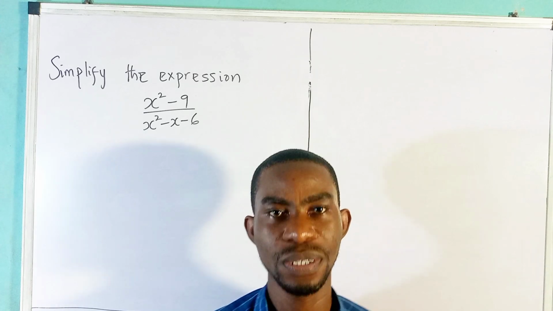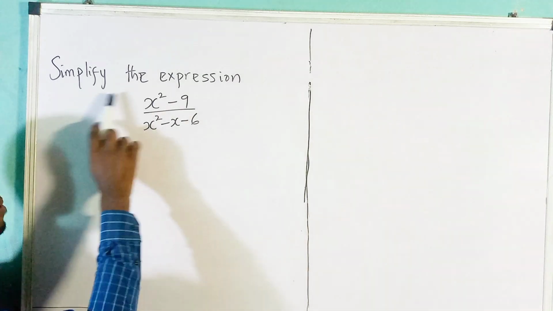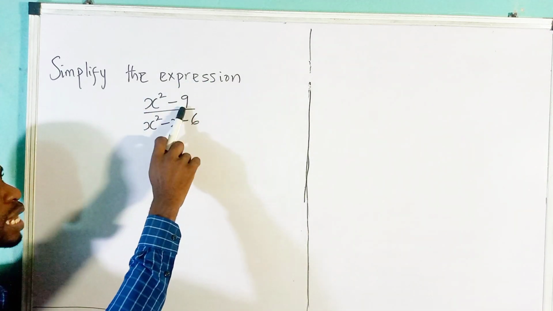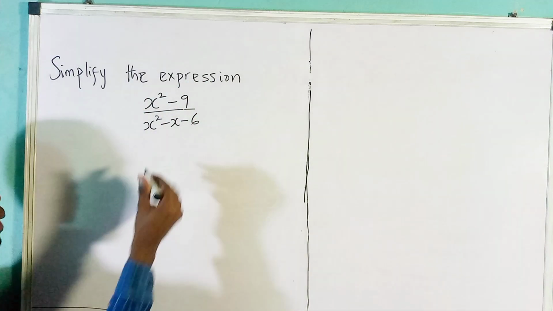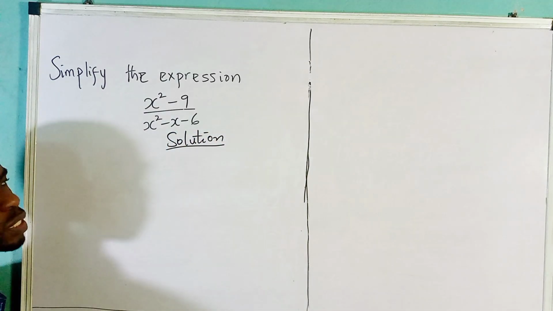Today, let's look at the question. Today's question says, simplify the expression x squared minus 9 divided by x squared minus x minus 6.